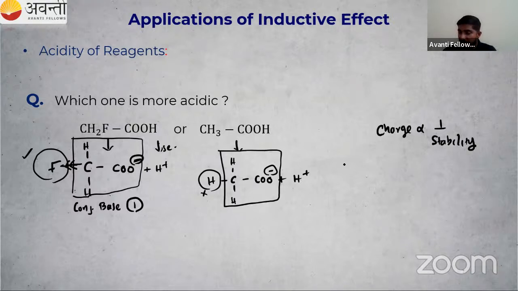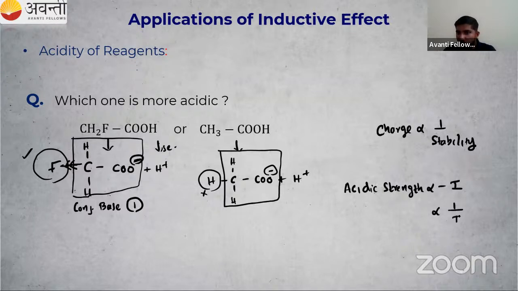Acidic strength is proportional to minus I effect. It is inversely proportional to plus I effect. If someone is giving electrons to the carbon chain, then negative charge will increase. When the charge increases, stability will decrease, so our acid will not dissociate to form our products. Okay, is that clear? So which is the correct answer? Which one is more acidic here, first one or second one?